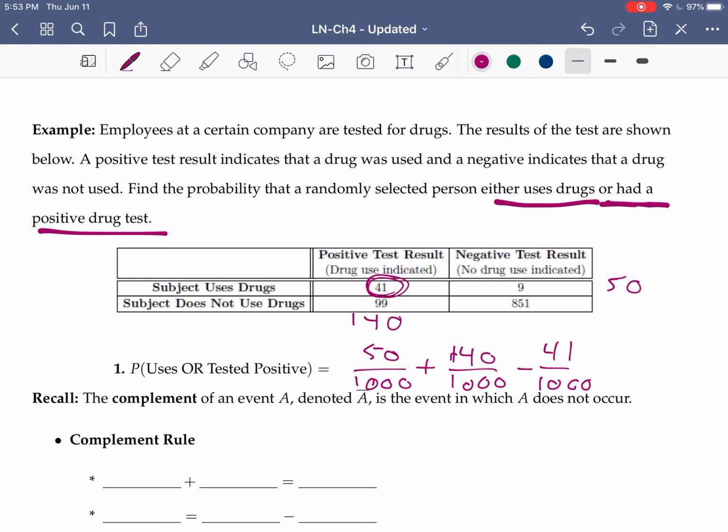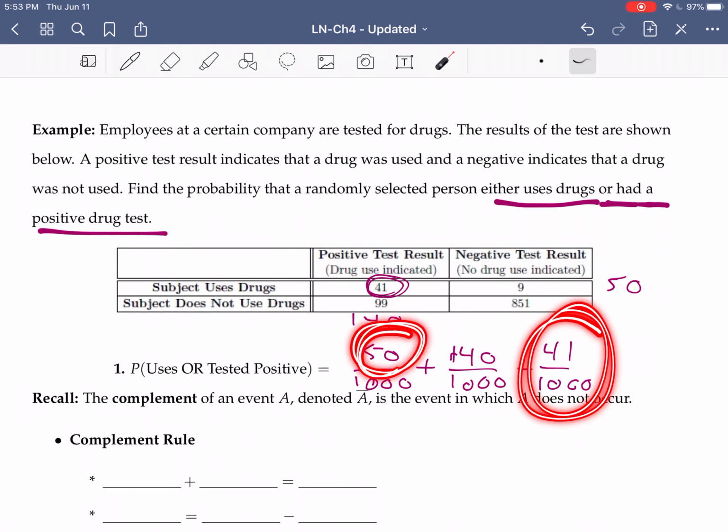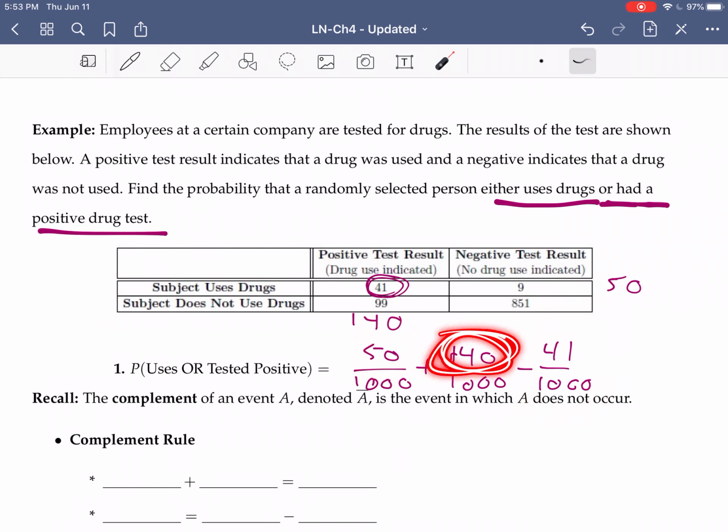So we went through exactly the same process. We just thought about this is the probability of A, so the probability they use. This is the probability they tested positive. This is the probability that a randomly selected person both tests positive and uses, because those 41 people were included as part of those 50. They were also included as part of the 140. We want to make sure that they are included. We just don't want to double count them. And so again, we end up with 149 out of 1,000.